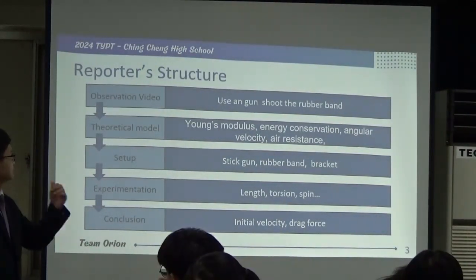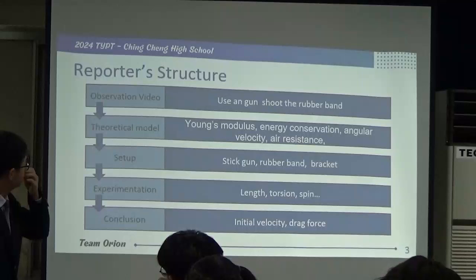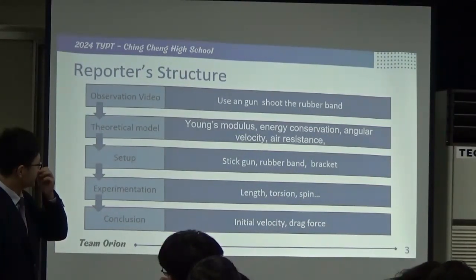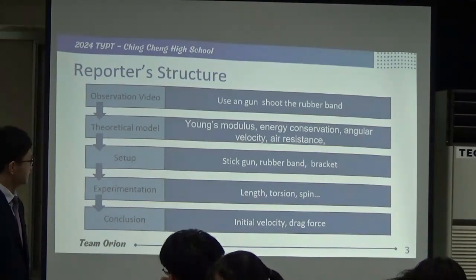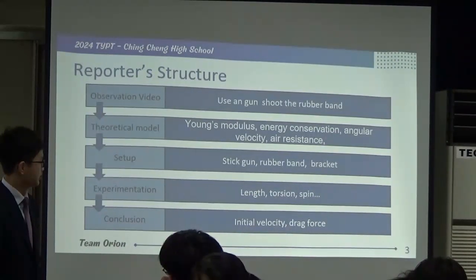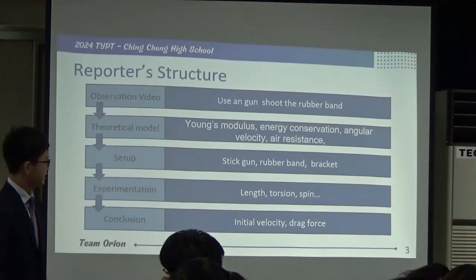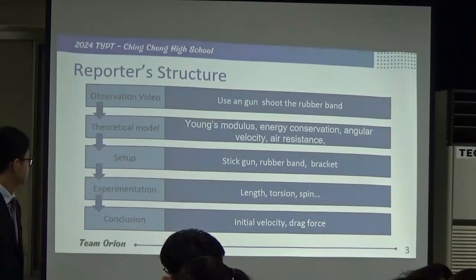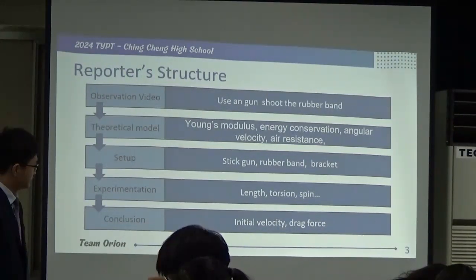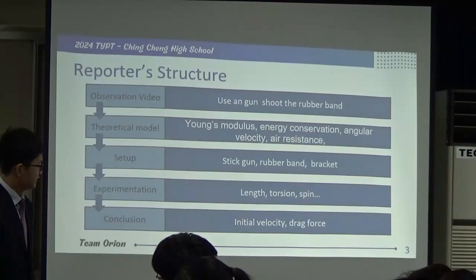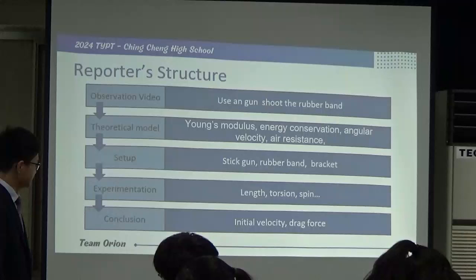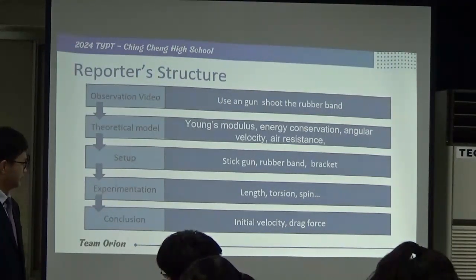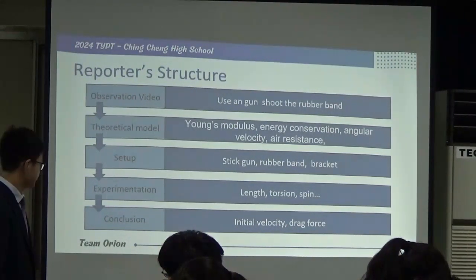And next, the report structure. First, the observation video. They use a gun to shoot the rubber band, and a theoretical model. They use Young's model, energy conservation, angular velocity, and air resistance. And about the setup, they use a stick gun to shoot a rubber band. And about the experimentation, they change the length, torsion, and speed.